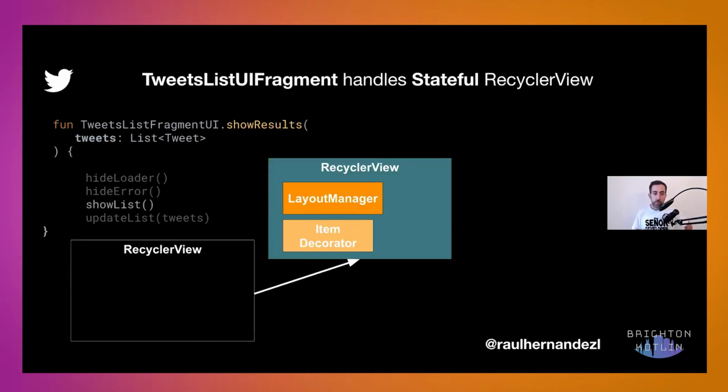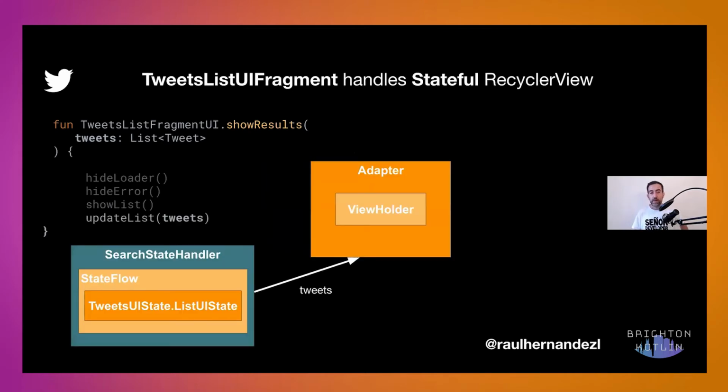And now you want to show the results. So you need to make visible this recycler view with the elements that come into your recycler view, with the different items. Then finally, you need to also pass the tweets that you passed by means of the state handler, contained in the state flow UI state, passing into that a collection of tweets that are going to be reflected into the adapter with the view holders. One tweet, one view holder. So that means that we are updating this adapter as well.